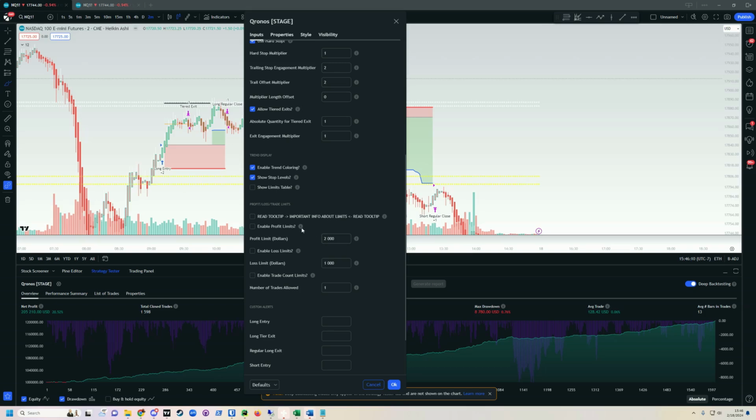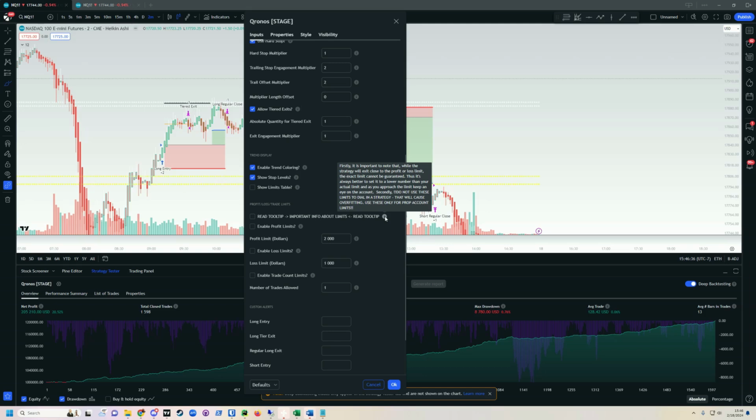Now, it's very important that you read this tooltip, okay? Read tooltip, important info about limits, read tooltip. It's very important that you read this tooltip. It is important to note that while the strategy will close to the profit or loss limit, the exact limit cannot be guaranteed. Thus, it's always better to set it to a lower number than your actual limit, and as you approach the limit, keep an eye on the account.